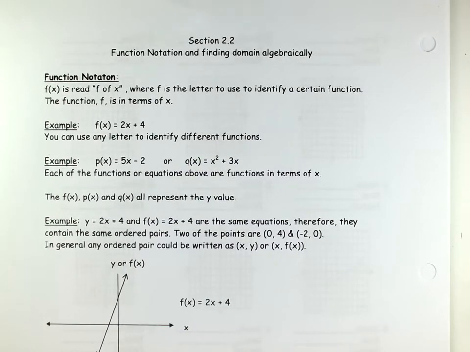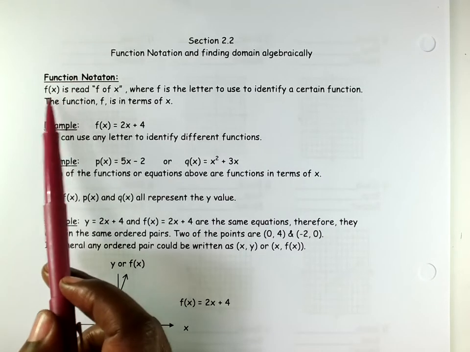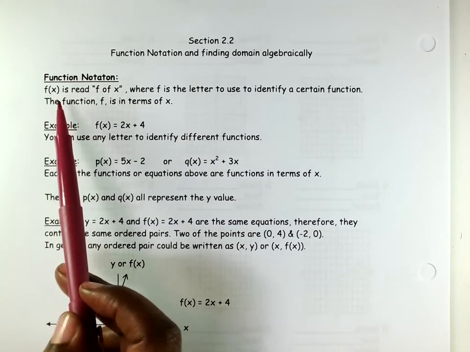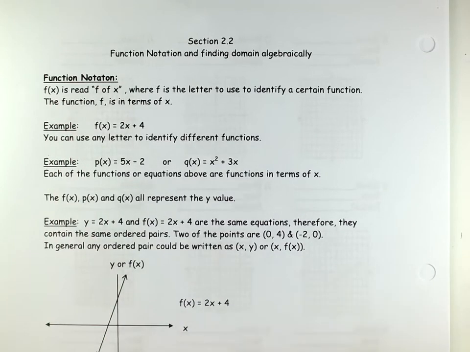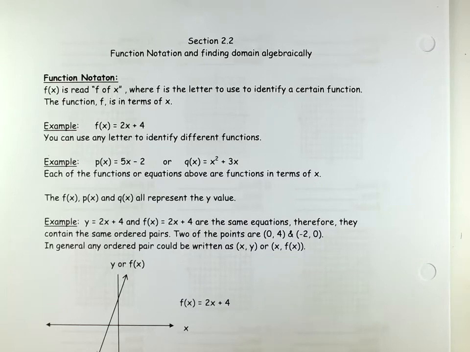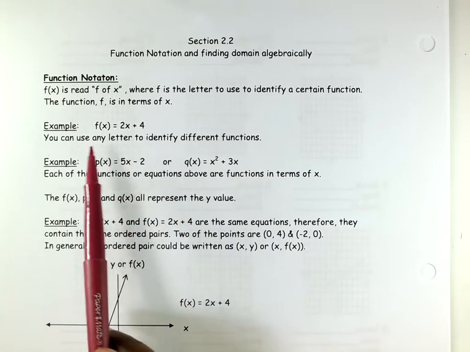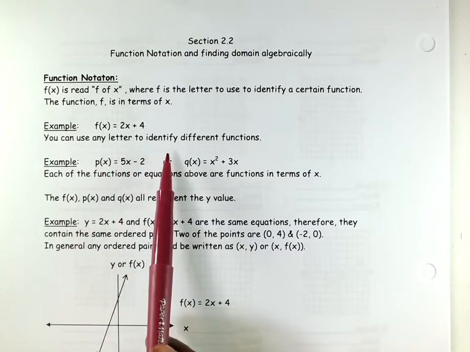So section 2.2, we're going to look at the function notation and then look at the equations that I was talking about in the first section. Function notation is read f of x, and it's just another way of saying y. What it really means is that the equation is a function of x. So f of x would be the y term, x is still x, it's the independent variable, or that's our domain. And you can use any letters to identify different functions.